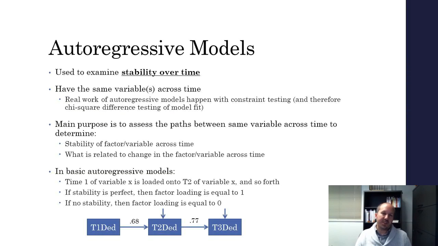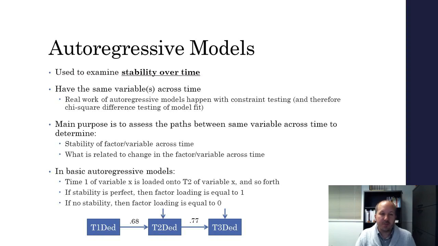Autoregressive models are a specific kind of longitudinal design in which you're really assessing stability over time. So if you're really wanting to know about stability of a variable across time, you're going to be doing an autoregression model or an autoregressive model. So in this, we're going to collect data from the same variable across time. The real work being done, as you've seen in other stuff we've done with multiple sample and also with dyadic analyses, the real work in actually testing these models is in doing constraint testing.